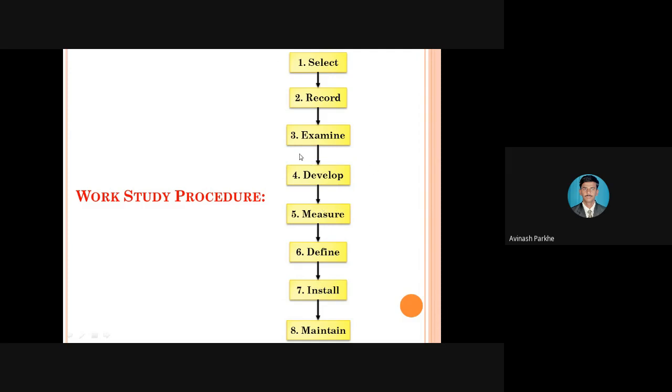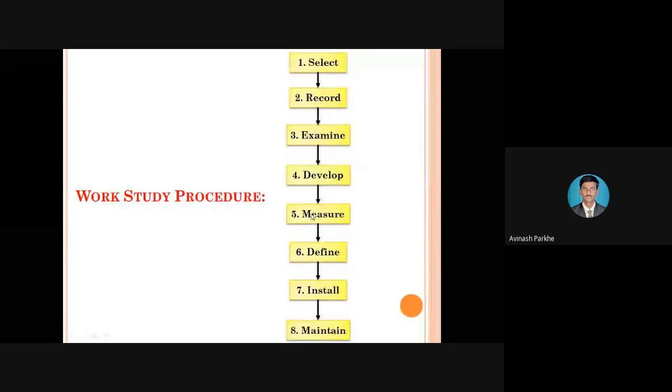Therefore, the fourth step, or the fourth procedure, is called develop. In this fourth step, we develop the most economical method. Now the new method is available with you, or whatever modifications we have done in the existing process, that modified process is available with you. Now we have to go for the next step, that is measure.